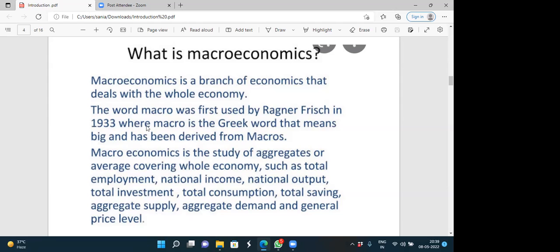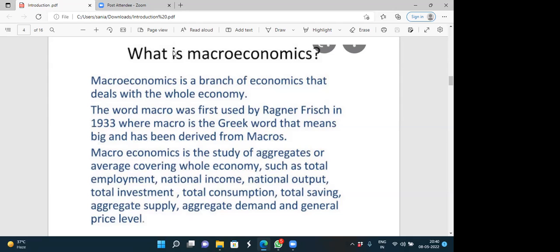And the next thing is that macro is a Greek word. Remember, there are lots of words, French word, Greek word, like that. So macro is a Greek word which means big, and from there only the word macro has been derived. So here what we conclude, what you will write in your next line is that the word macro was first introduced by Ragnar, or you can write like this: macro is a Greek word which means big, and that was first used by Ragnar. Clear?